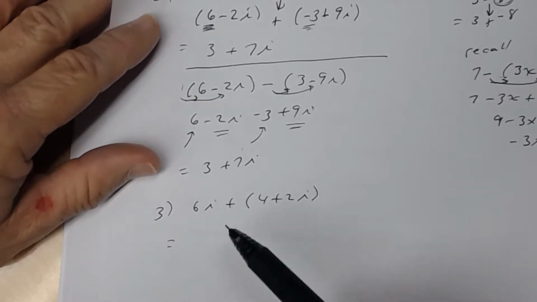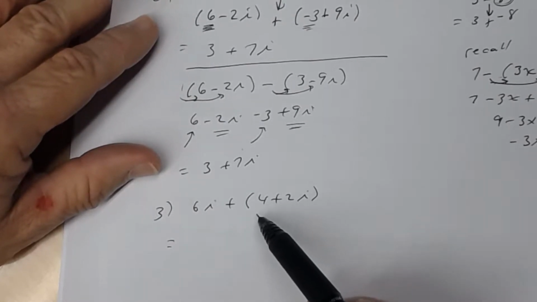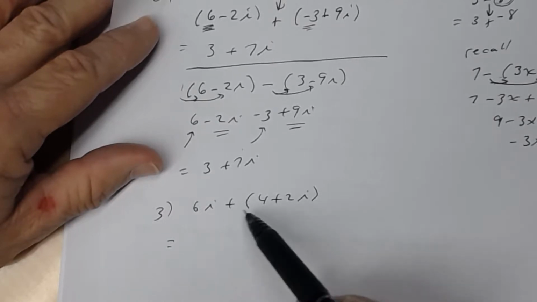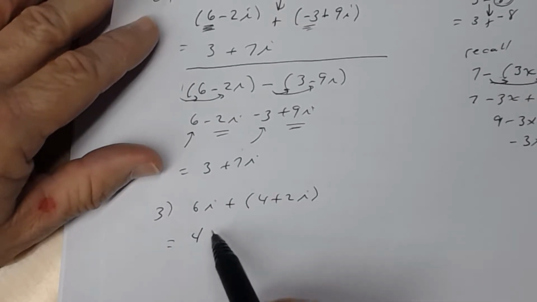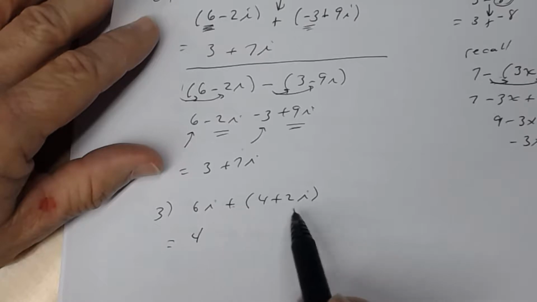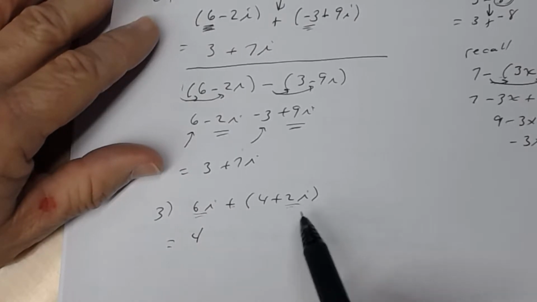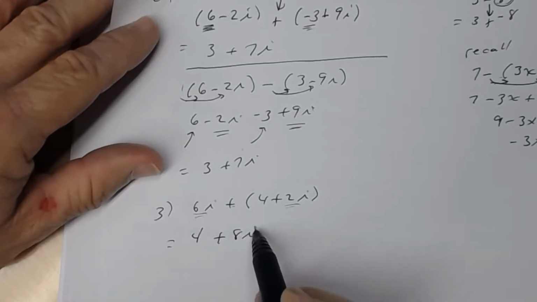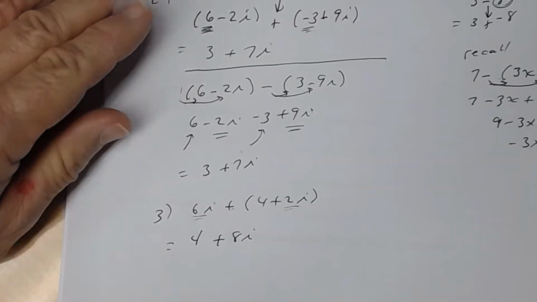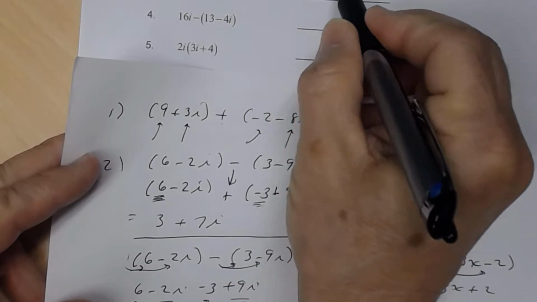So since we're putting it in standard form, let's deal with the real part first. The only real part I see is this 4. So I'm going to say 4. I'm going to add the imaginary terms. So 6i plus 2i is 8i. So I get 4 plus 8i. So that's number 3. So 4 plus 8i.